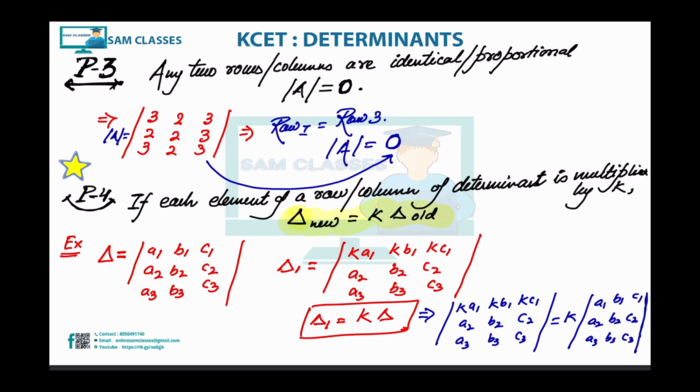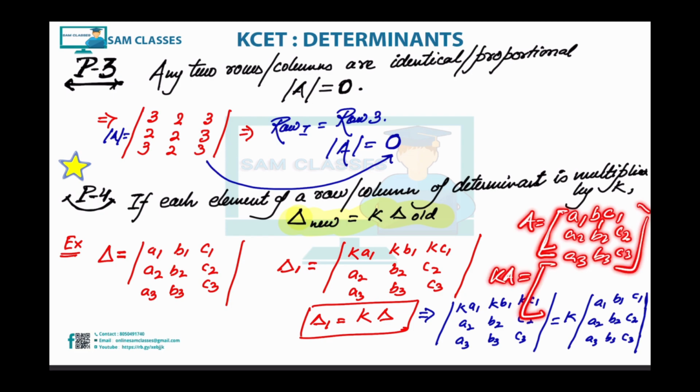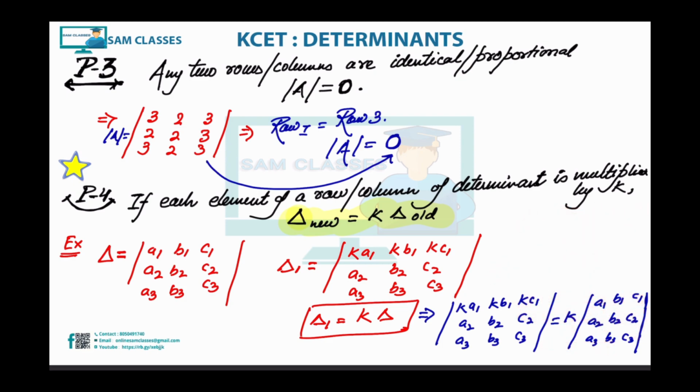If the same thing would have been done in a matrix, students, very important, let's say we have a matrix A with a1, b1, c1, a2, b2, c2, and a3, b3, c3, and we take k times A. Then in case of a matrix, k would be multiplied with all of the elements: ka1, kb1, kc1, ka2, kb2, kc2, ka3, kb3, kc3. So we'll come up with this formula also. In that case, what we have to do, I'll show you.